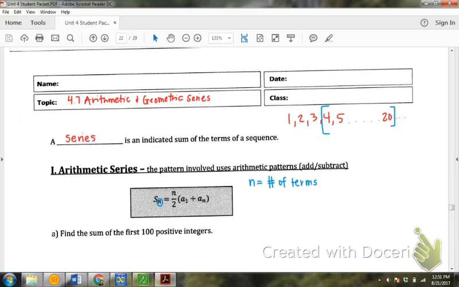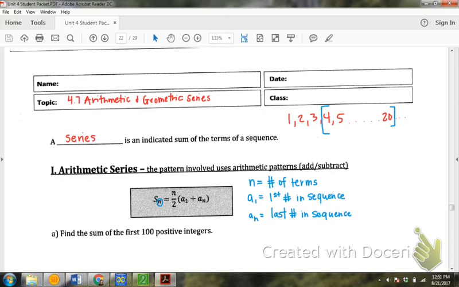Okay. A sub 1 is the first number in the sequence. And A sub n is the last number in the sequence.